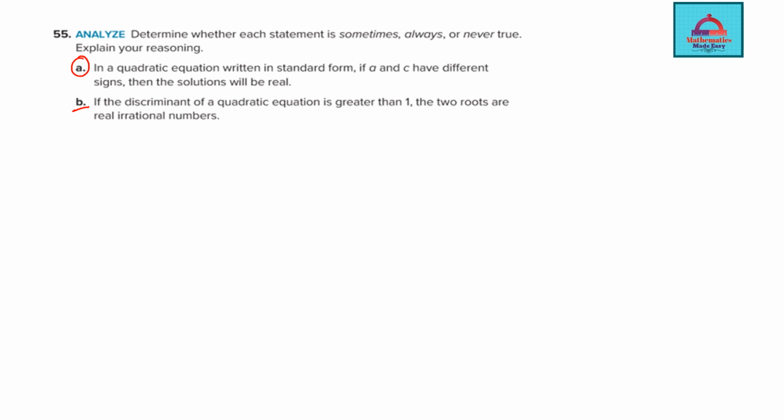Now these questions also require your knowledge of discriminant. So as I already gave you the formula, b squared minus 4AC. This is your discriminant formula. So we will use this to solve the question. So let's do 55 part.